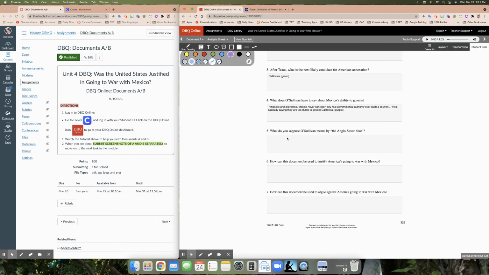What do you suppose O'Sullivan means by Anglo-Saxon foot? Well, I know that Anglo-Saxon is another word for white. So we're talking about a time during Western settlement. So he's talking about the white settlers moving west.